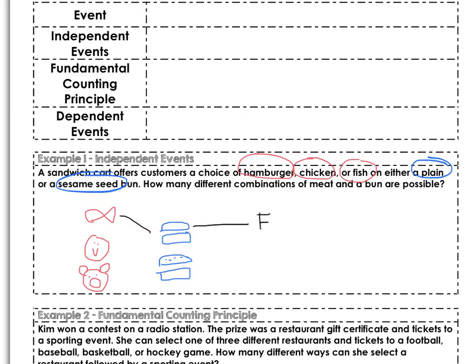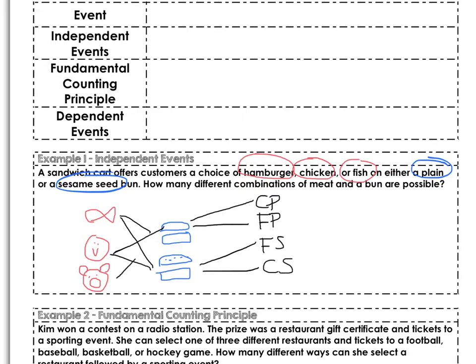So we have a fish plain bun option. The fish can also be paired with the sesame bun, giving me a fish sesame option. We'd also have chicken with the plain bun, giving me a chicken plain option. And the chicken can go with the sesame, giving me a chicken sesame option. Lastly, we could have a hamburger on a plain bun, and we could have a hamburger on a sesame bun. In total, we have 6 different possibilities of a choice of meat and bun at this sandwich cart.